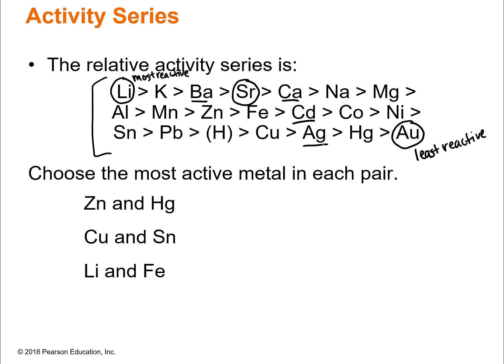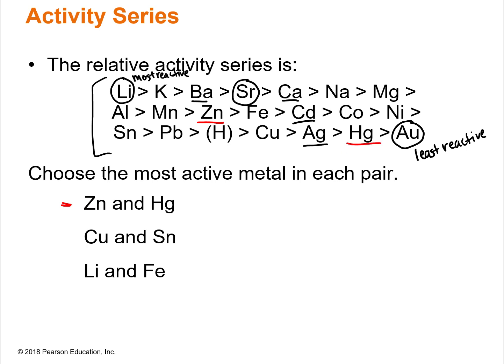So I want you to pause for a second and choose the most active metal in each pair, just to make sure that you get it. It's a very simple concept. You want to make sure that you get it because you need it for the next couple of reaction types. Now, let's look at zinc and mercury. I'm going to use a different color for each of these. So for the first one, I'll do red. We've got zinc. We've got mercury.